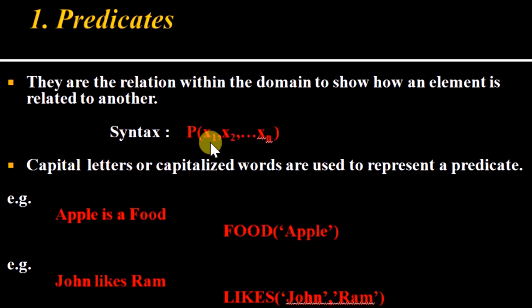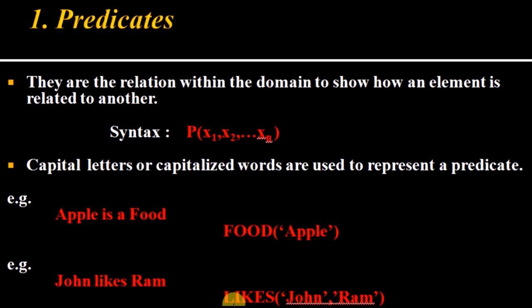Here it is showing n number of arguments x1, x2 up to xn. We can use the capital letter or we can use capitalized words. Take an example. Apple is a food. In this sentence, food describes a class. Apple is an instance of the food. So that's why in this case, we will declare food as a predicate. Apple is the object. So food, apple. Food is the predicate, apple is the argument.